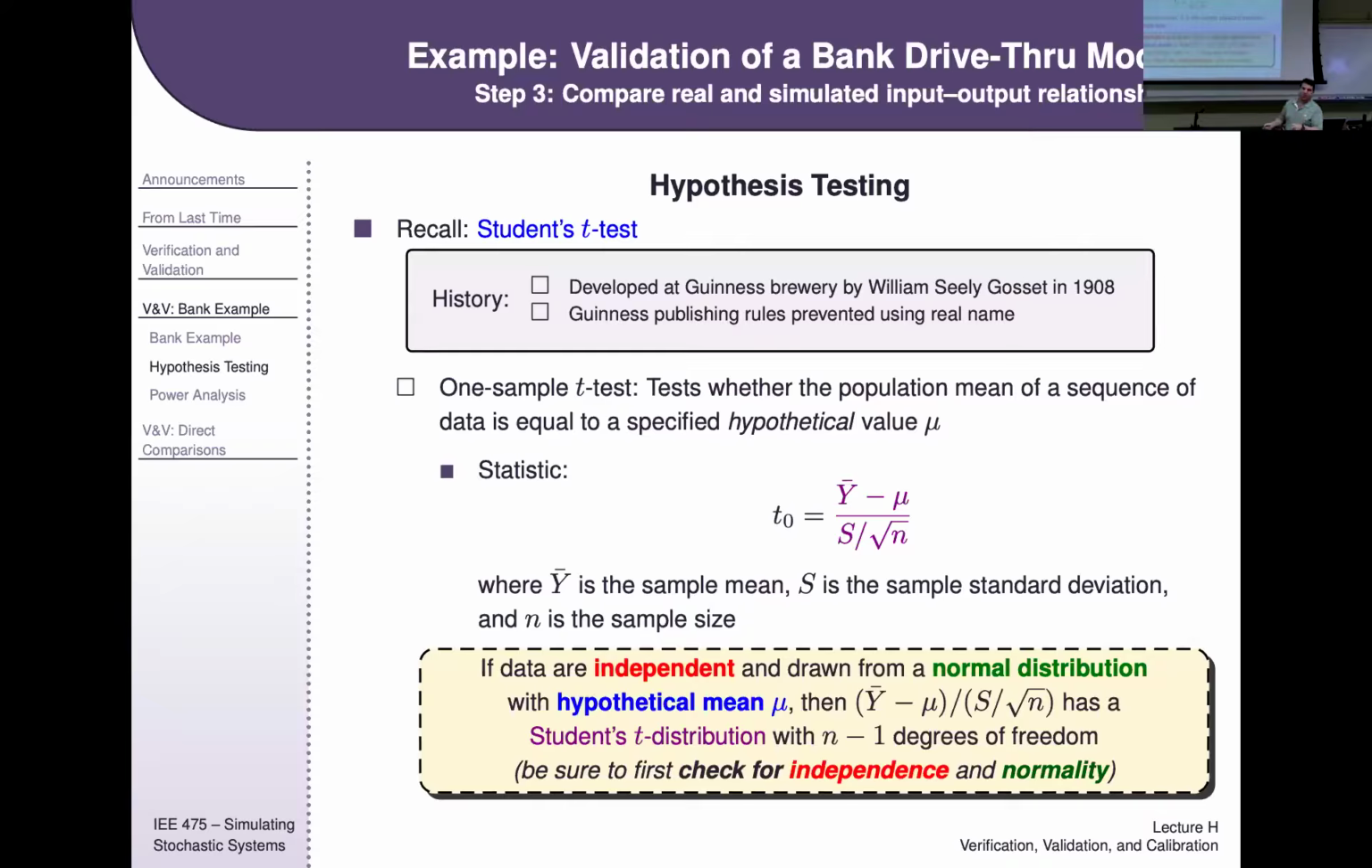Now, in order to make this work, Gossett had to make certain assumptions. He had to say that the data coming out of your experiment were all independent. So every run of your experiment had to be independent of the previous run. And then the other critical thing is that all of those data had to come from a normal distribution. This is where that Shapiro-Wilk comes into play.